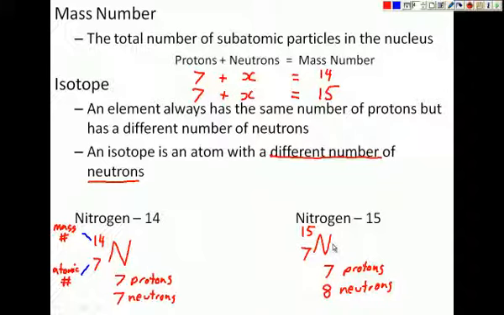When we write the symbol for nitrogen 14 or nitrogen 15 or any isotope, the mass number is always written at the top right here. The atomic number is always written at the bottom right here, followed by the symbol for the element. So again, this is mass number. This is atomic number. And this is the symbol for the element.